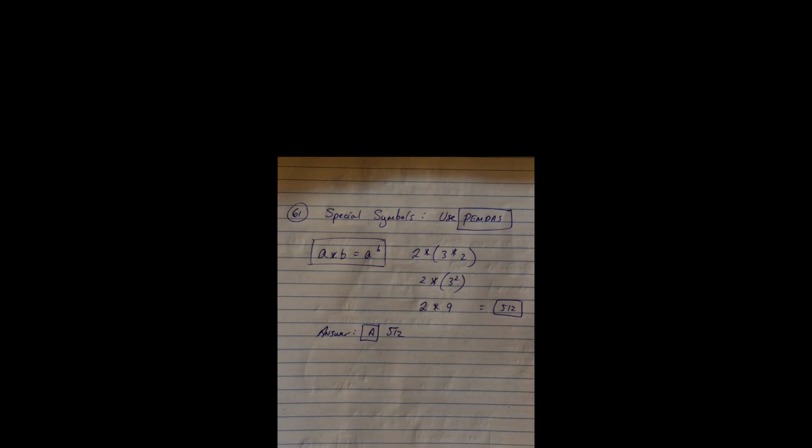Question 61. For the special symbols of function rule, a star b equals the exponent base a to the power b. To evaluate 2 star parentheses 3 star 2 close parentheses, use PEMDAS. First solve for 3 star 2, which will be 3 to the 2nd power. Well, 3 times 3 is 9. Then for the next step, 2 star 9 will be 2 to the 9th power, which is 512. The correct answer is A, 512.